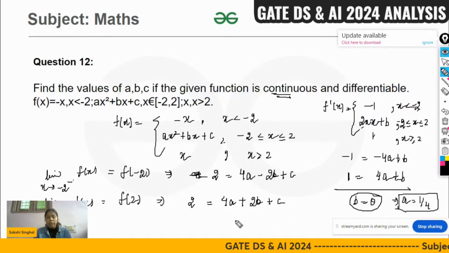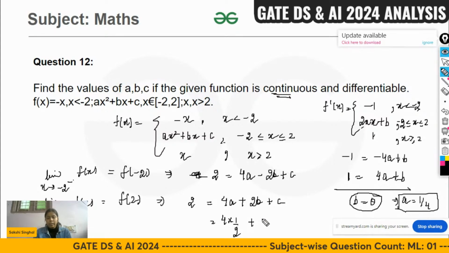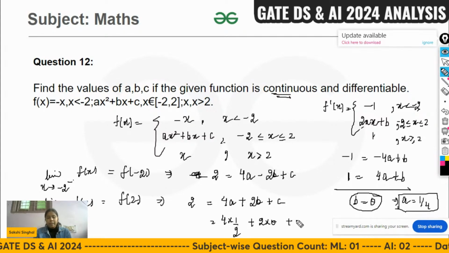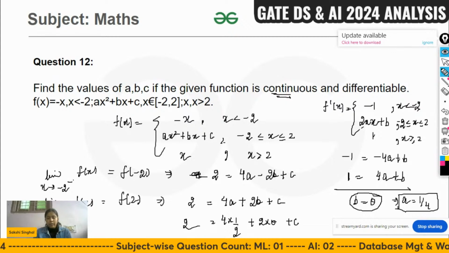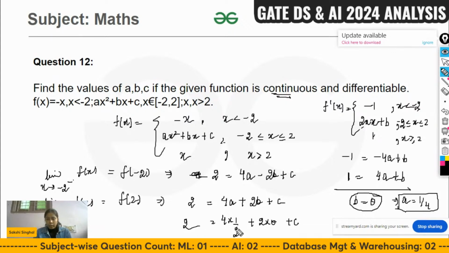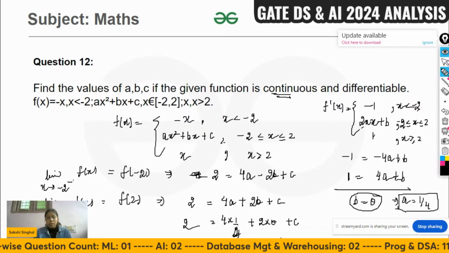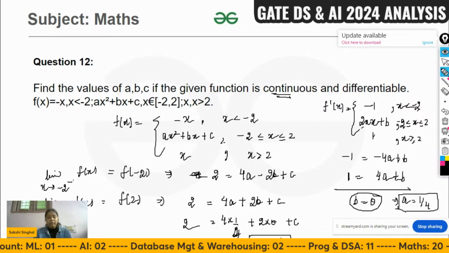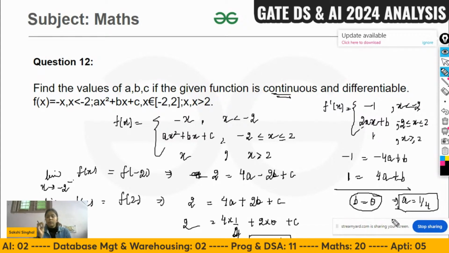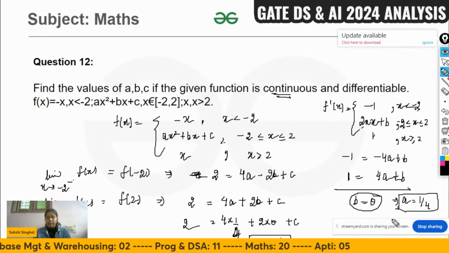Let's put in any of the equations. The value 4 into 1 by 4 plus 2b, that is 2 into 0, plus c, that is 2. So the c value would become 1, right? So guys, in this question, the values are 1 by 4, 0 and 1. Then your answer is correct.